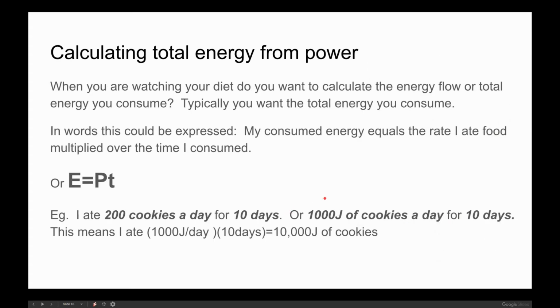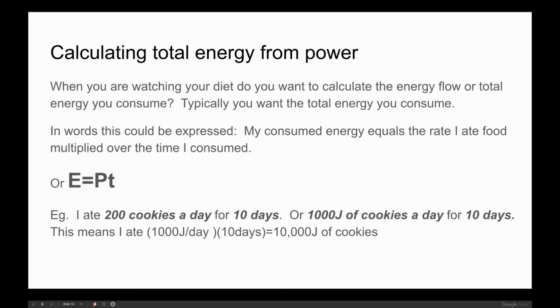Now, when you're watching your diet, do you want to calculate the energy flow or the total energy you consume? Right? Do you actually go, I'm on a diet, I have to eat less, or do you say, I'm on a diet, I have to eat less per hour? No, you do it in total. So typically you want the total energy you consume.